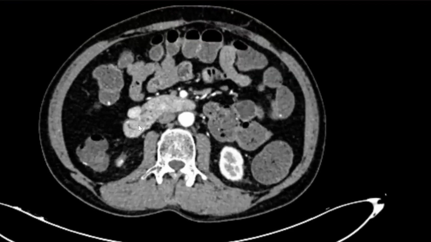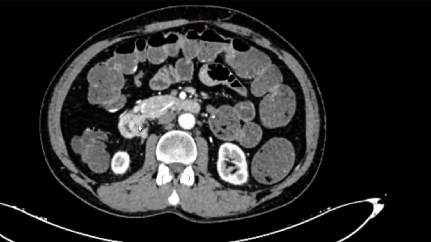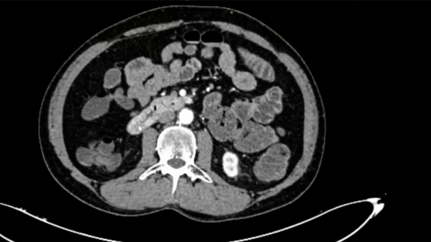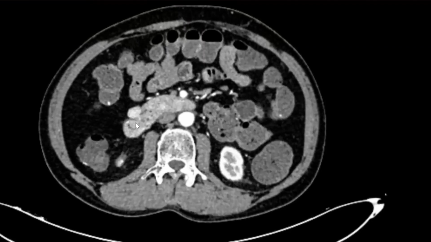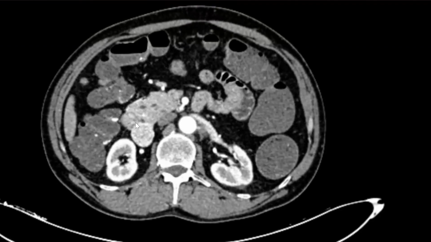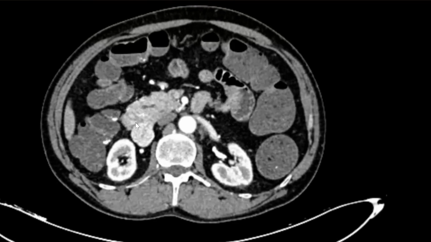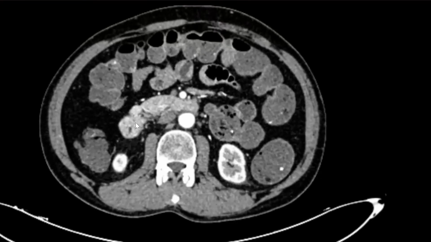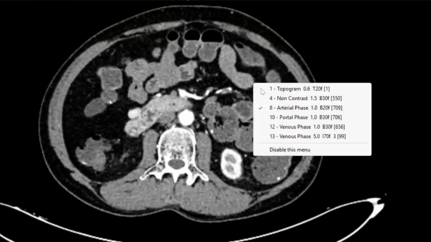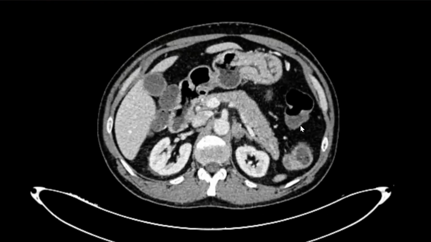I would like to look at it in the other phases, like the portal venous and delayed venous phase also. So you want me to give you the portovenous phase again? Yes, ma'am, if possible. Just a minute. Here's the portovenous phase.